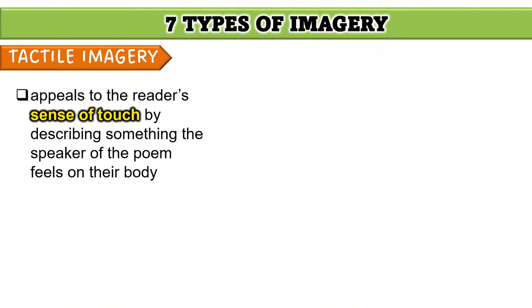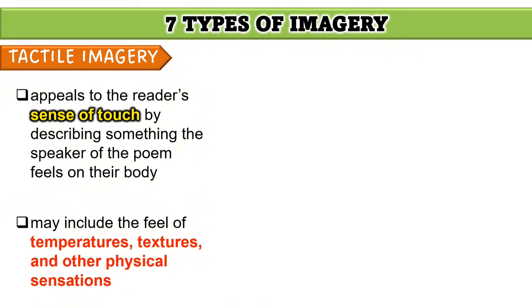We also have tactile imagery. In this form of poetic imagery, the poet appeals to the reader's sense of touch by describing something the speaker of the poem feels on their body. It may include the feel of temperatures, textures, and other physical sensations.